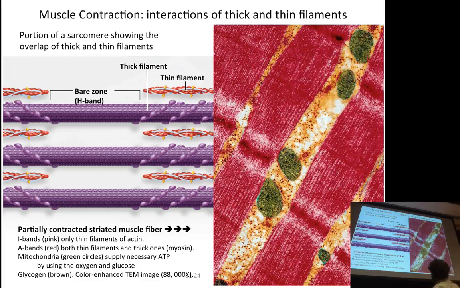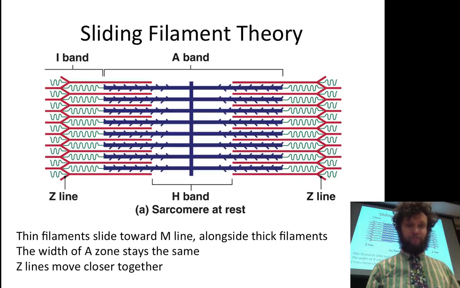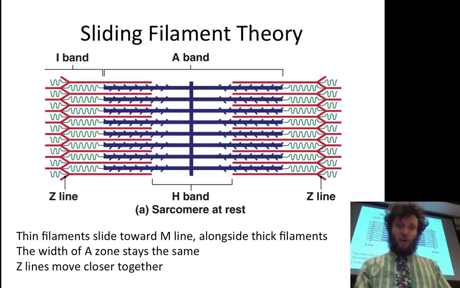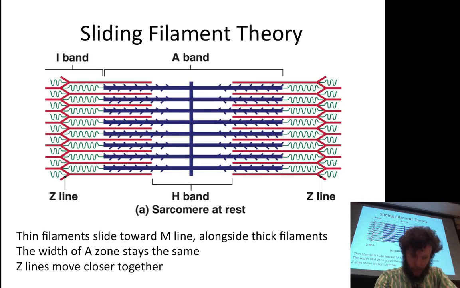All this stuff in green here is the glycogen vacuoles that are important for energy production. All right. So what's actually happening? The big picture is the sliding filament theory, that the filaments slide over one another. The thick filaments stay in place, and the thin filaments sort of work their way along, and the whole bundle contracts. The thin filaments slide towards the M line along these thick filaments.